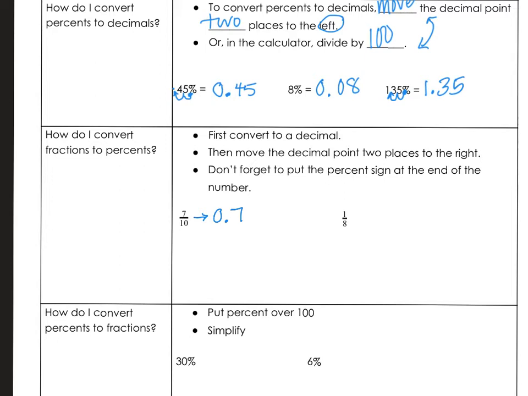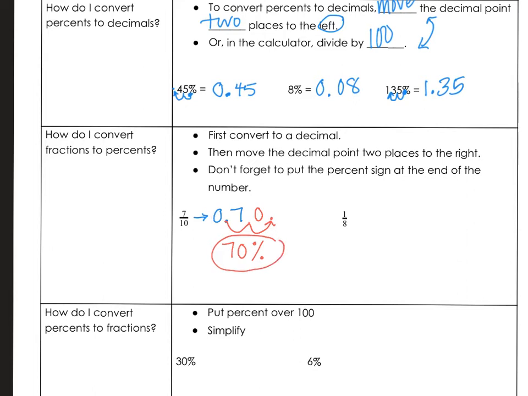Okay, so now we're going to convert it to a percent. Now I'm going to write in red, and we're going to move the decimal point 2 places to the right. So here we go. And then once we do that, we see that the decimal point is after that 0. And instead of having a decimal as our final answer, we need to make sure that we add that percent sign. Okay, so it's 70%.